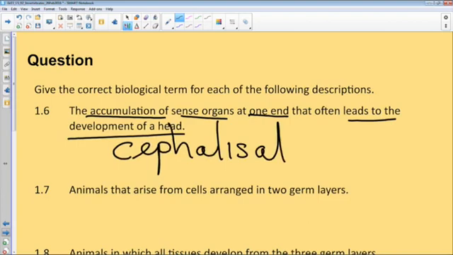Again, key concept when we're looking at salient features. So the development of a distinct head or an area that can respond by nerves to the rest of the body, or control center. We refer to that as cephalization. Well done to those of you that got it.